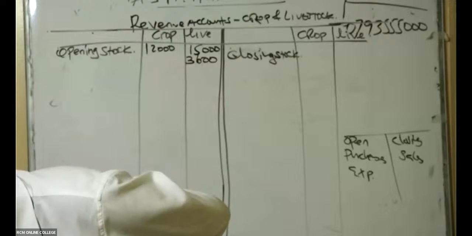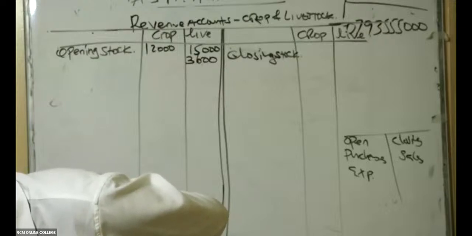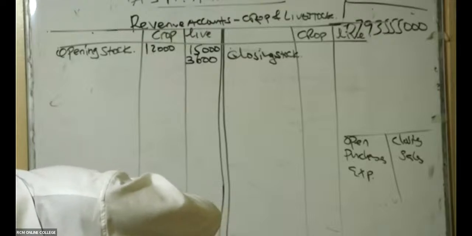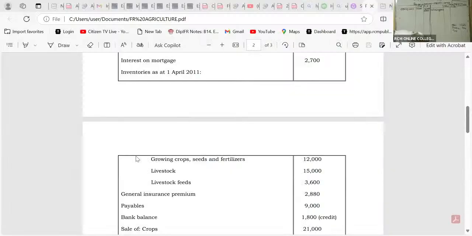Under the additional, if I were you, I would have written somewhere there in my mother tongue that closing stock can never be found in the trial balance. Closing stock will always be under the additional information which they have given us, ladies and gentlemen. In the additional information, what have they told us?